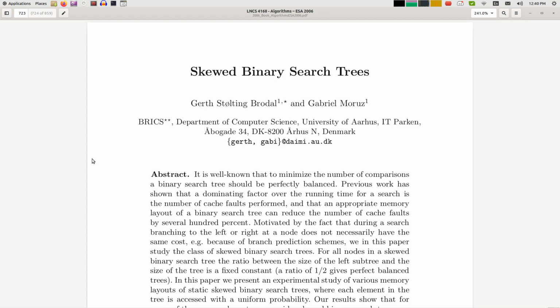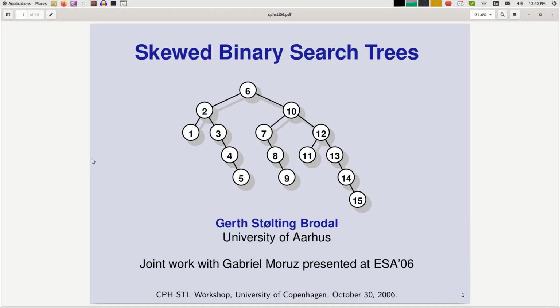The next example I want to talk about is skewed binary search trees. I'm going to go back to the paper in a moment, but let me just go over Gert's slides because they explain the problem a bit nicer. It's nicer than looking at the paragraphs of the paper. So we all know about binary search trees. So what's a skewed binary search tree?